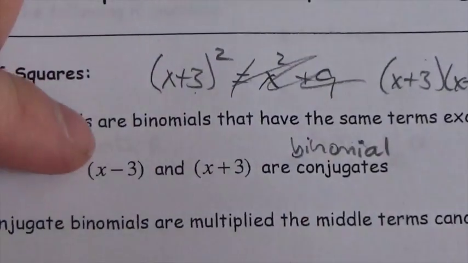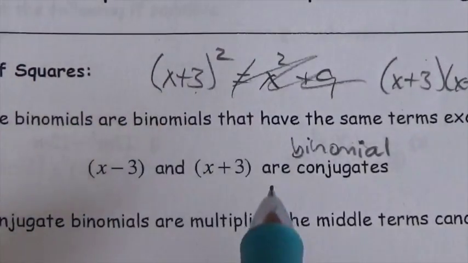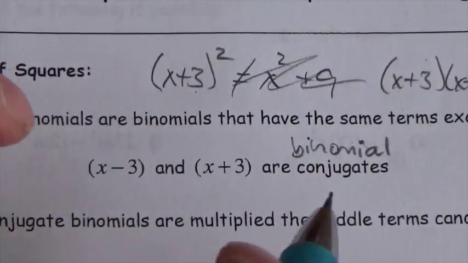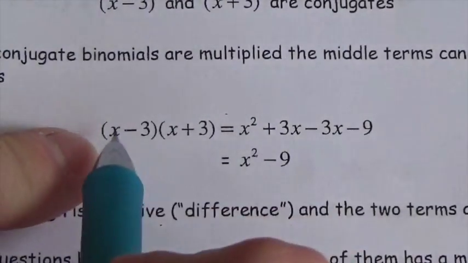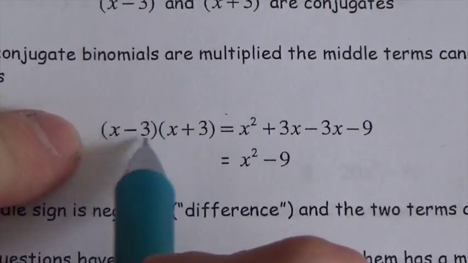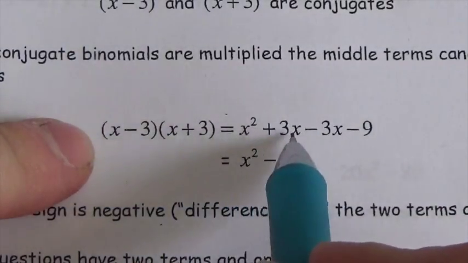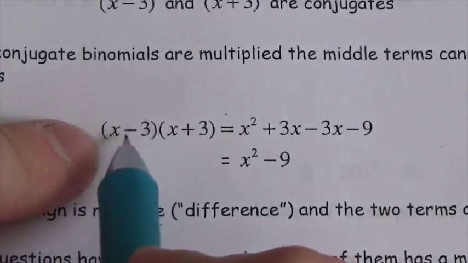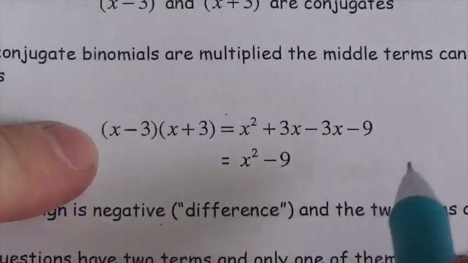Now let's take a look at what happens when you multiply conjugates together. Bear in mind, this is different: we are not squaring a binomial. We're multiplying two different binomials together, just binomials that are related. So you take the first term from the first binomial and distribute it to both terms here, so it's going to be x squared plus 3x. Then we take the negative 3 and distribute it through, so we get negative 3x minus 9.